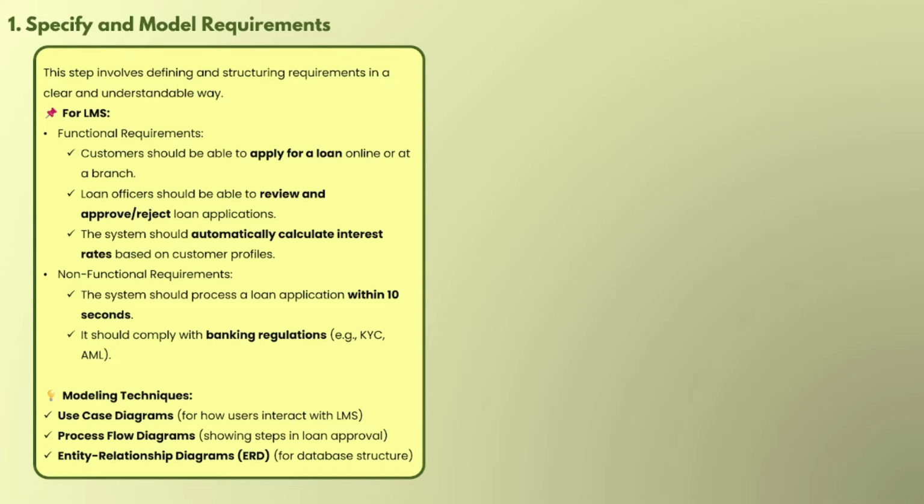And for non-functional requirements, the system should process a loan application within 10 seconds. Such things we don't receive from the customer. We write such things on the basis of our knowledge and customer expectation. Then it should comply with banking regulations like KYC or AML. So this is the way we simplify the requirements so that both parties can understand.